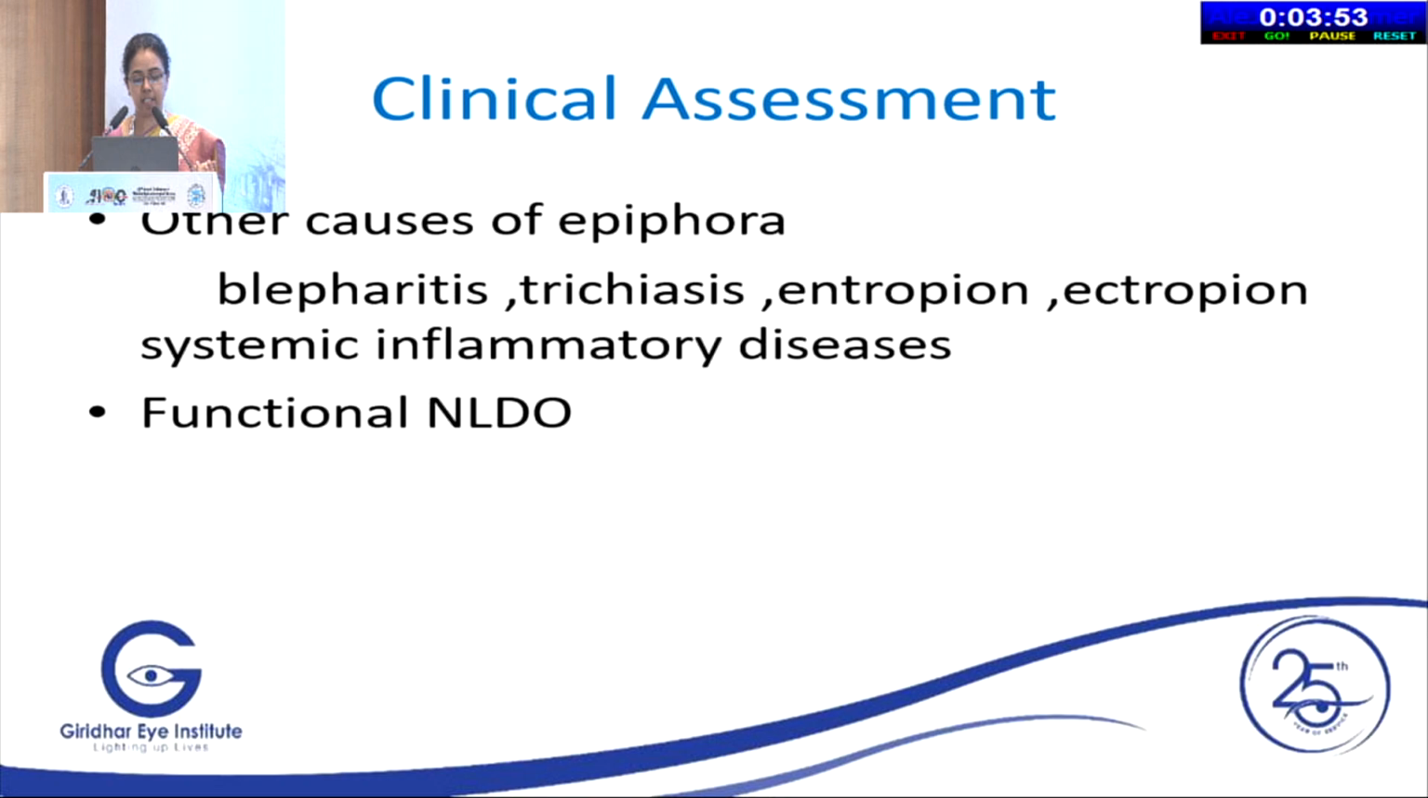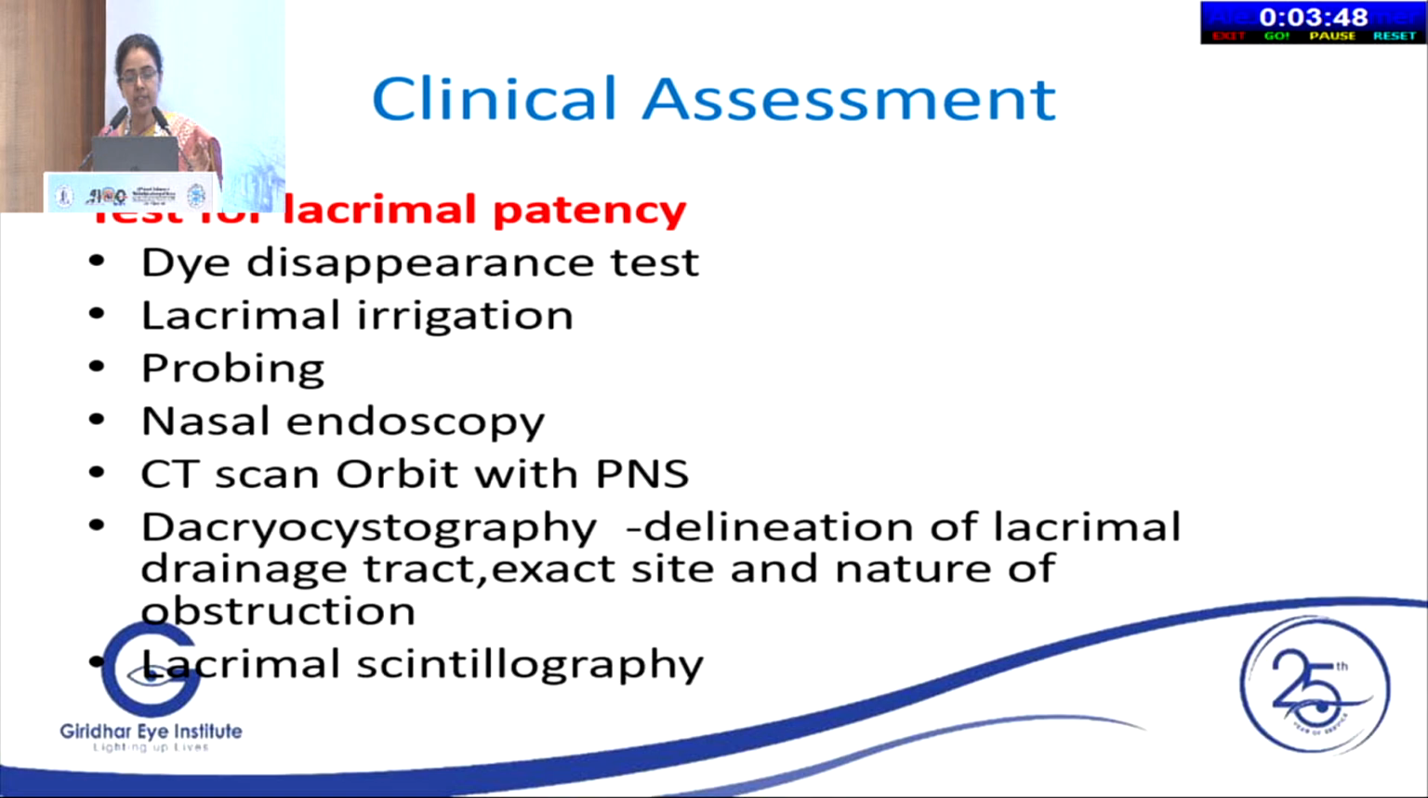Then, after ruling out the surface causes, look for the lacrimal patency, which we have learned from Dr. Soumya. Do a dye disappearance test and see whether the dye is draining. With the help of the endoscope also, you can see. Then do a lacrimal syringing, lacrimal irrigation, to see whether there is pus coming, or immediate regurgitation, delayed regurgitation, associated canalicular blocks, etc. Do a probing to confirm at what level the obstruction is.